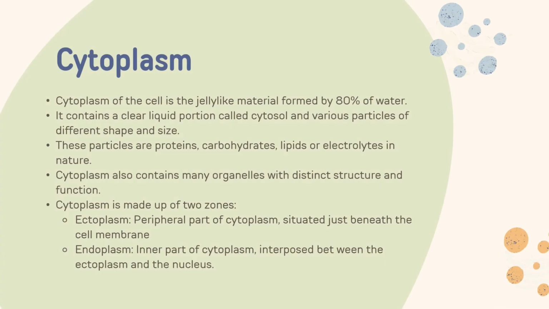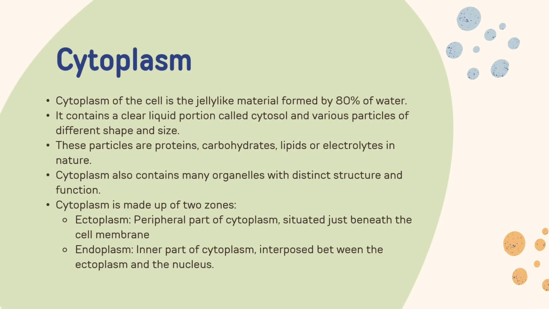Next is cytoplasm. Cytoplasm is like the busy streets of a city filled with activity. It contains the cytosol, a fluid that surrounds the organelles, keeping everything in place. Cytoplasm plays a key role in supporting and suspending these structures, allowing the cell to function smoothly. Cytoplasm is made up of two zones, ectoplasm and endoplasm.